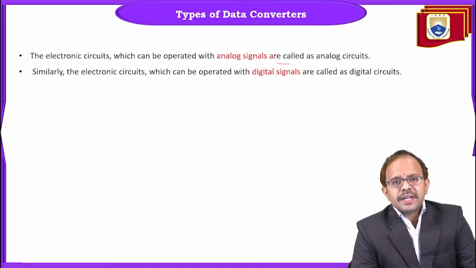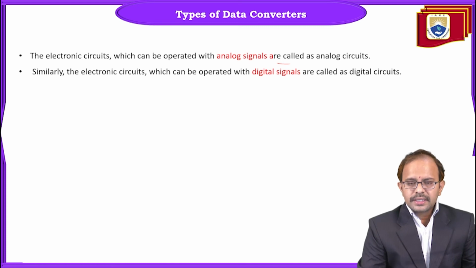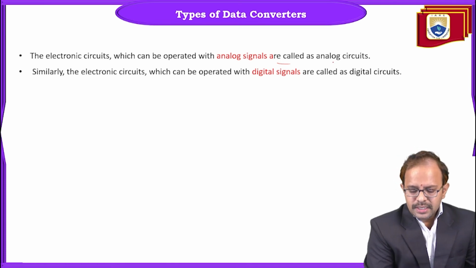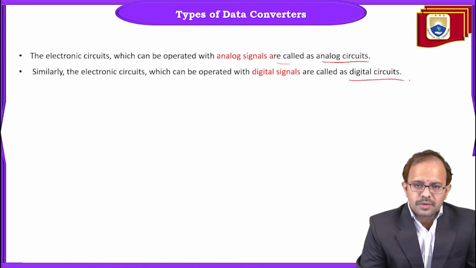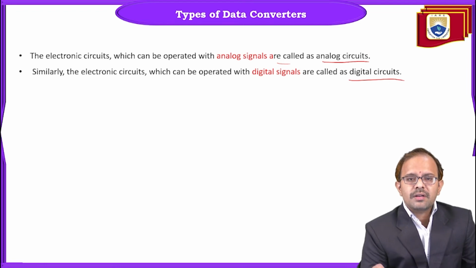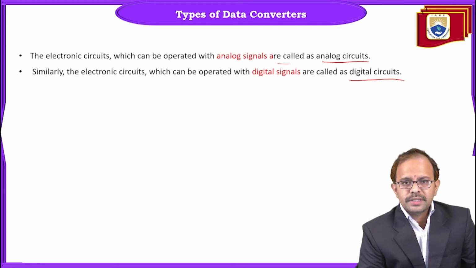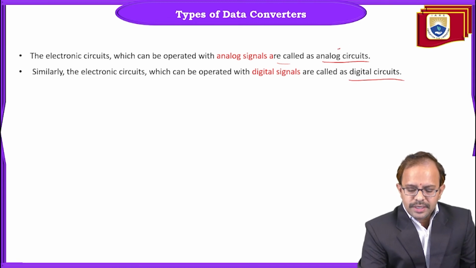We are going to illustrate the circuits with respect to the signals or data. We can design an analog circuit or a digital circuit. Now what are analog circuits and what are digital circuits? Analog circuits operate with analog signals only, which means the nature of the input is analog.